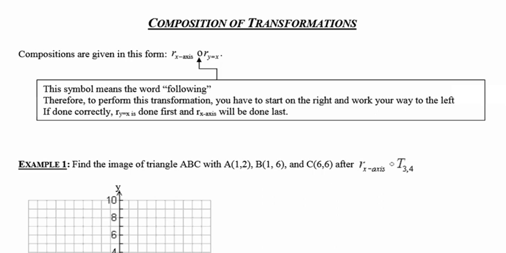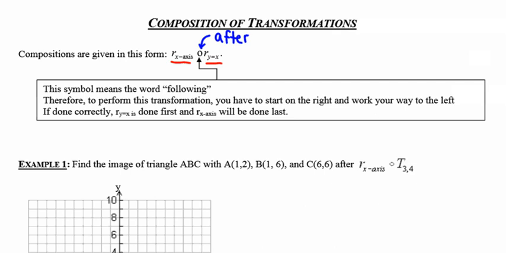The symbol that we're going to use is this open circle symbol, which is going to be our symbol for composition. When you see that open circle symbol, I want you to think to yourself either the word following or the word after. So the way that we would read this composition would be a reflection in the x-axis after or following a reflection in the line y equals x.